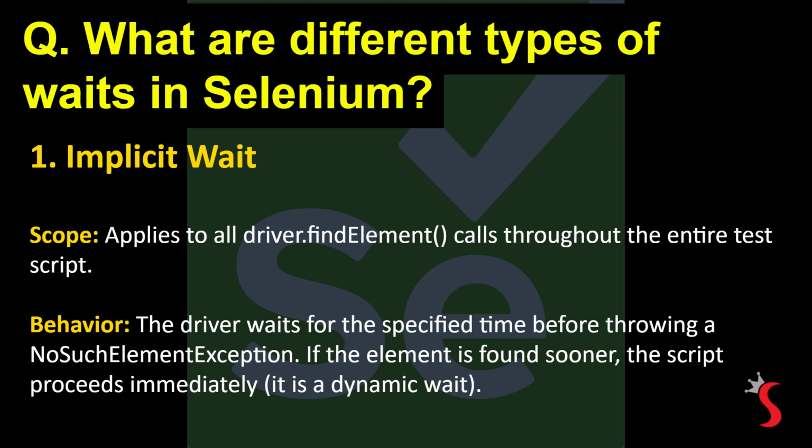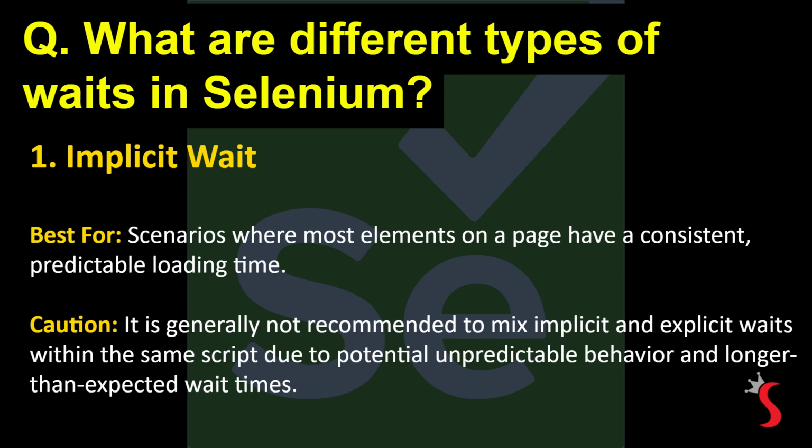Scope: applies to all driver.findElement calls throughout the entire test script. Behavior: the driver waits for the specified time before throwing NoSuchElementException. If the element is found sooner, the script proceeds immediately. It is a dynamic wait. Best for scenarios where most elements on a page have a consistent, predictable loading time.